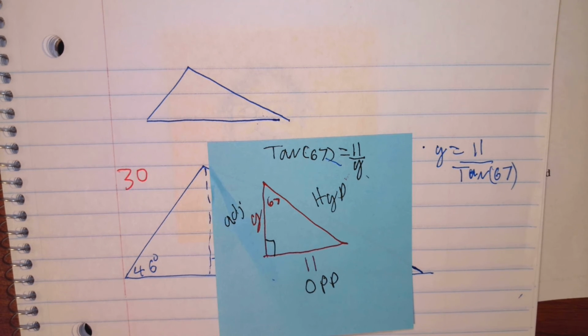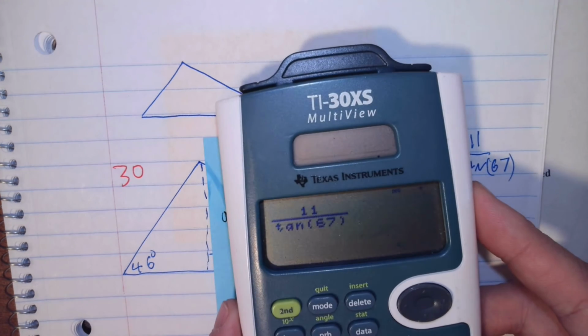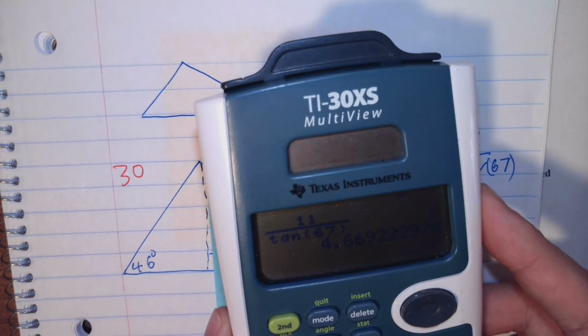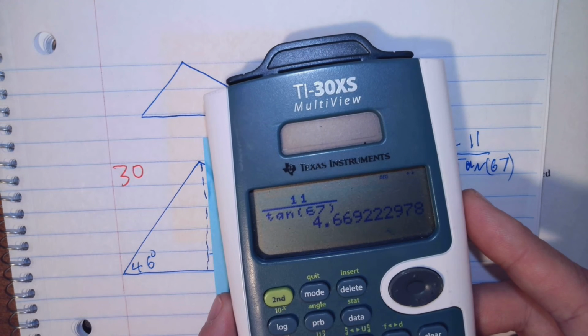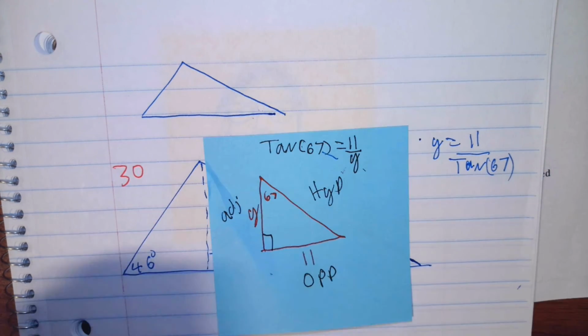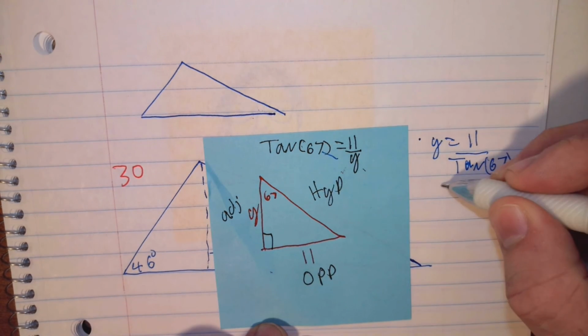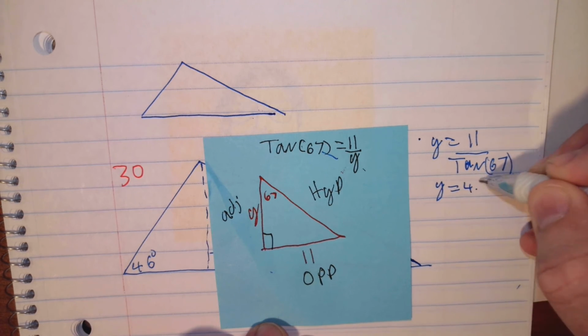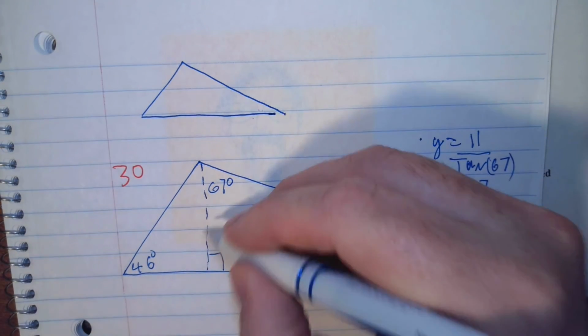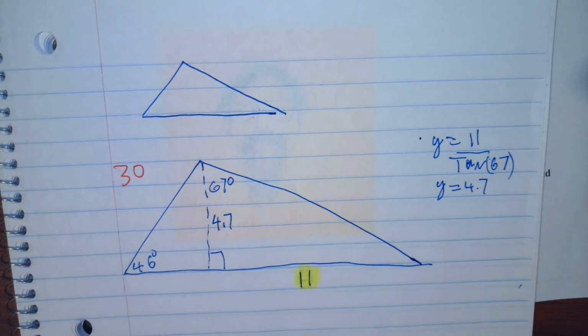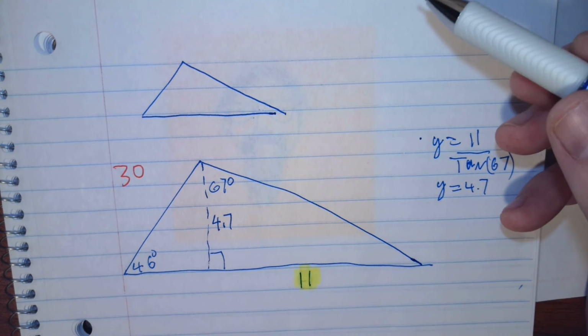Put that in the calculator. And we can see that. Bam. And we're going to get 4.66. So we're just going to do 4.7. So that's going to make y 4.7. All right, take that away. We got 4.7. And now we can work on the next thing.